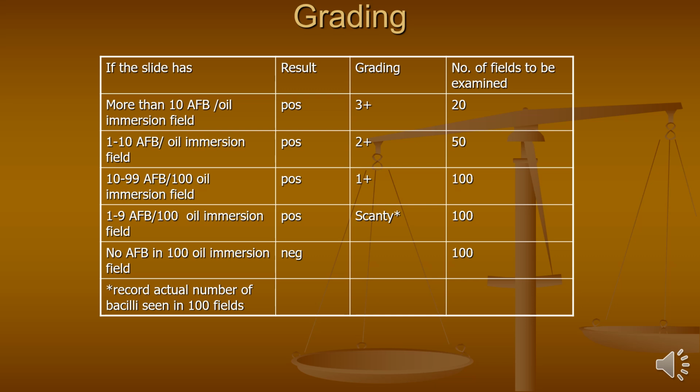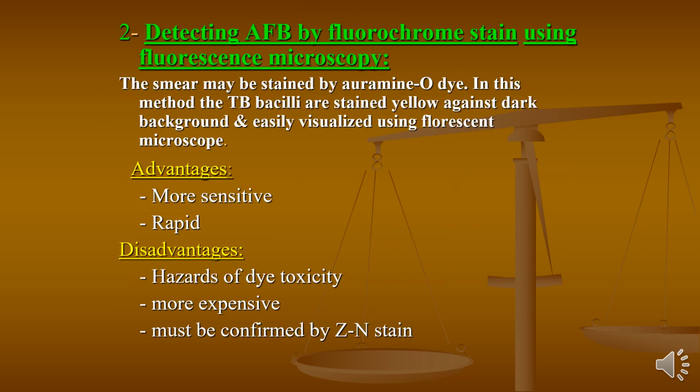For 10 to 99 AFB per 100 oil immersion fields, it is positive. It should be graded 1+, and around 100 fields should be seen. If you have 1 to 9 AFB per 100 oil immersion fields, it should be graded as scanty. The result is positive and 100 fields should be examined. If the patient has scanty AFB, you should record the number of bacilli seen in 100 fields. You should count it. And if no AFB is seen in 100 oil immersion fields, it is negative.